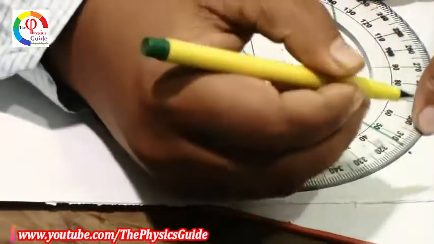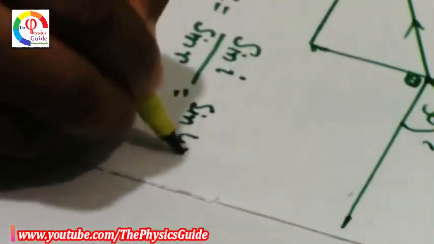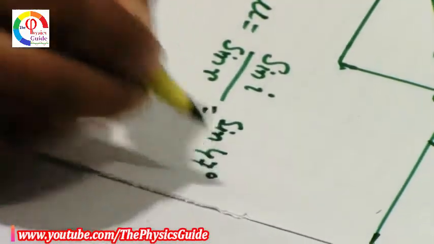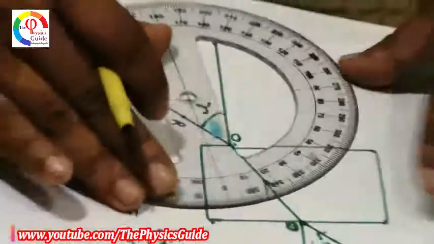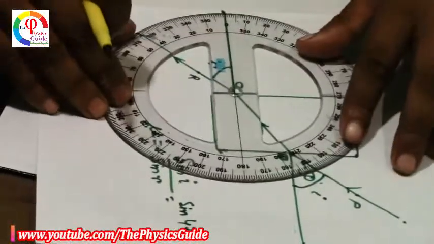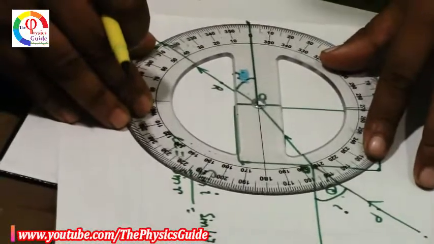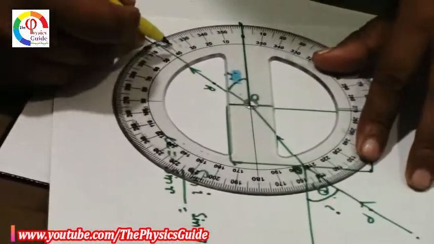So in this experiment we get I equals about 47 degrees and R equals about 43.